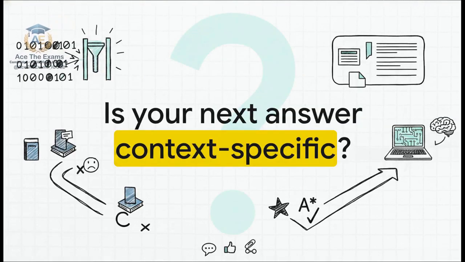I want to leave you with this final, provocative thought today. As you sit down to practice your very next past paper, I want you to stop and ask yourself, is your next answer truly context-specific, or are you just blindly repeating generic textbook facts, hoping for the best? Because honestly, that difference right there, that is the gap between a C and an A star.